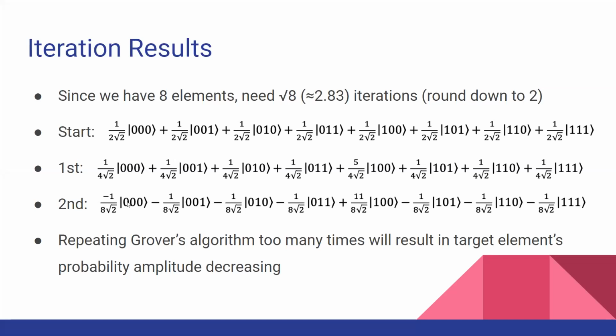And now, if we apply it one more time, it does turn all the other probability amplitudes negative, but they're still smaller in magnitude: 1 over 8 root 2, 1 over 8 root 2, 1 over 8 root 2, 1 over 8 root 2. However, the 1, 0, 0 probability amplitude now has 11 over 8 root 2, which, if I plug that into my calculator really quickly, should be a fairly large number. Yeah, so that's about a 97% chance that that element gets measured. So that's very high, right? That's kind of what this algorithm is doing.